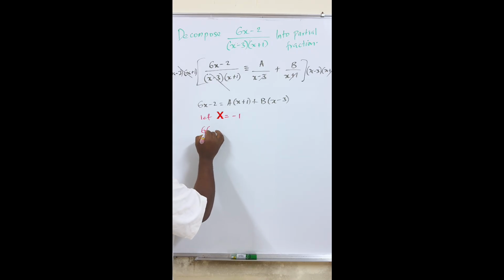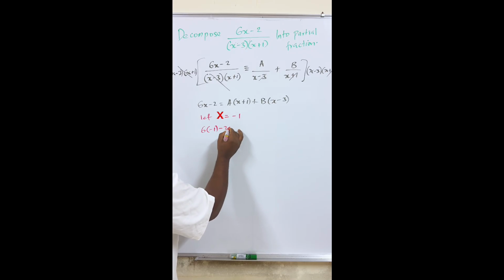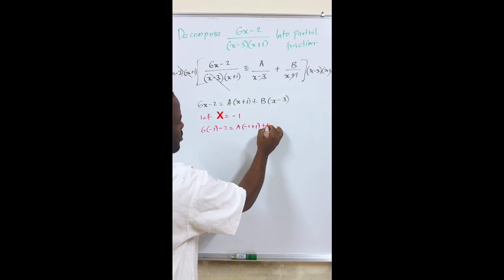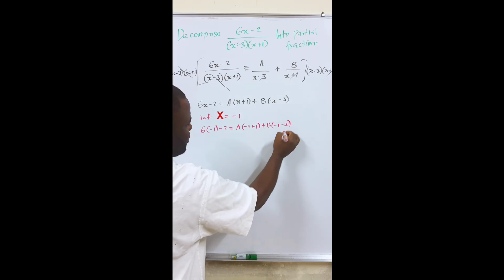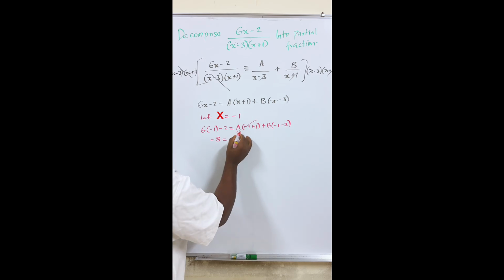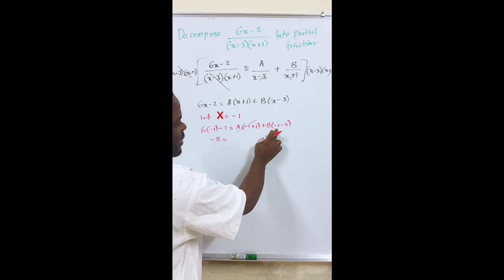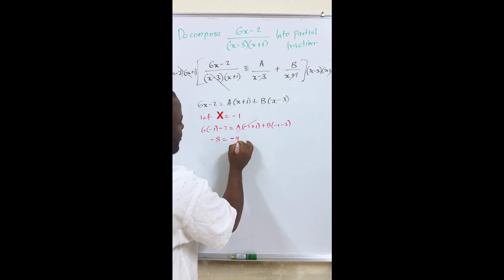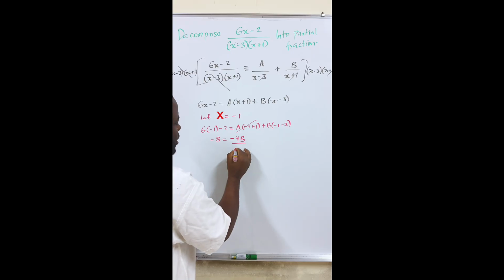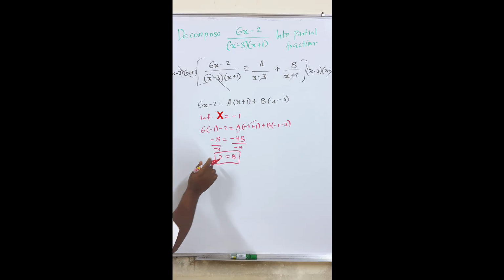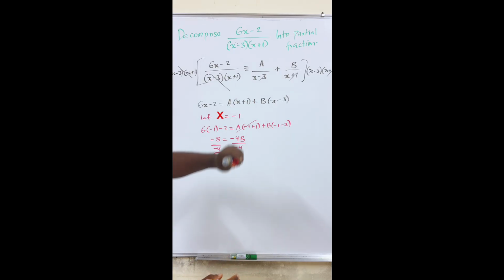So I'll now say 6(-1) - 2 equals A(-1 + 1) plus B(-1 - 3). So this is going to give me -8 equals 0, and -1 minus 3 is -4, times B gives me -4B. To get B, I divide by -4 on both sides. Of course, this is going to give 2 equals B. So that is the value of the constant B.